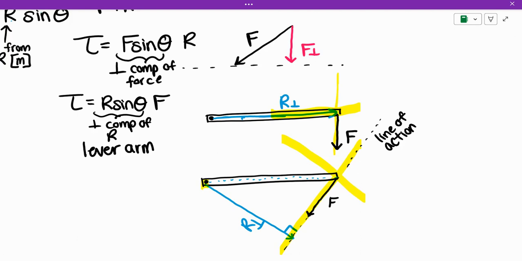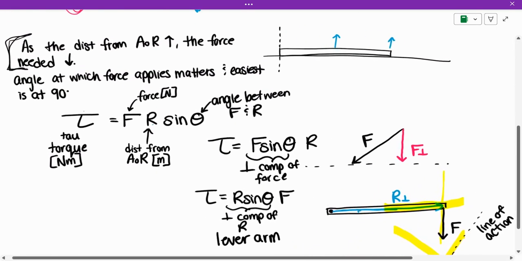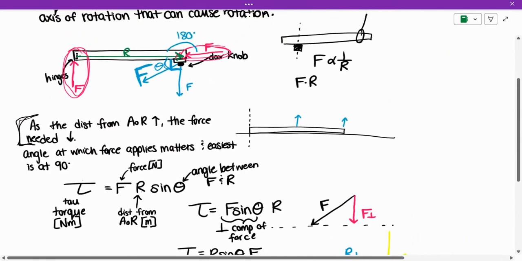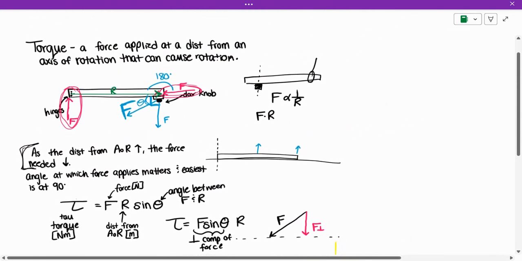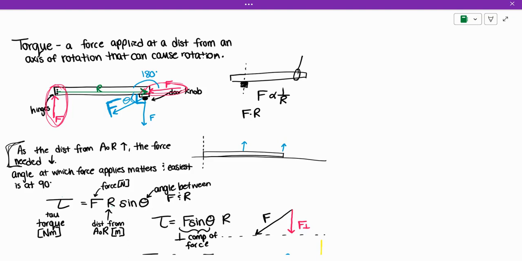Okay. So that is our torque equation, and that's what we're going to be working on for the next couple of weeks. So for today, you guys are just going to continue on the basics of torque, ranking torque, identifying which is larger.